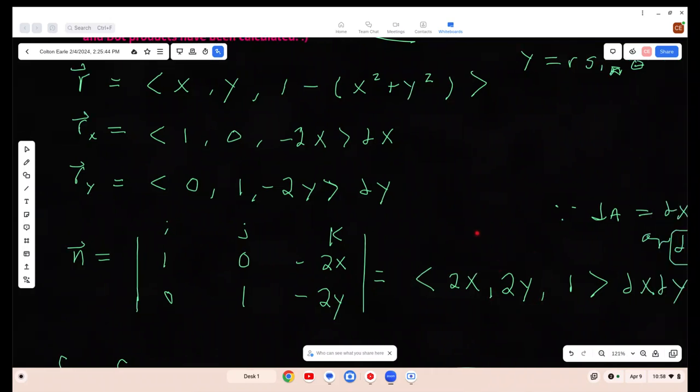Now your k-th component, pretty easy. Omit your k, and then cross these two. That's 1 minus 0. That's going to give you 1.